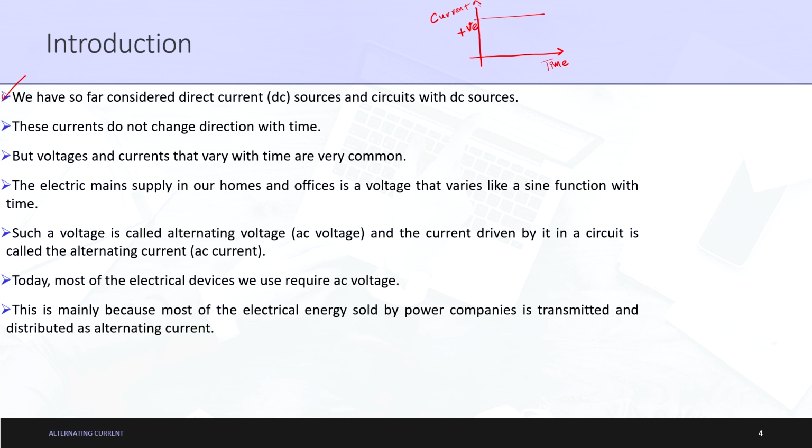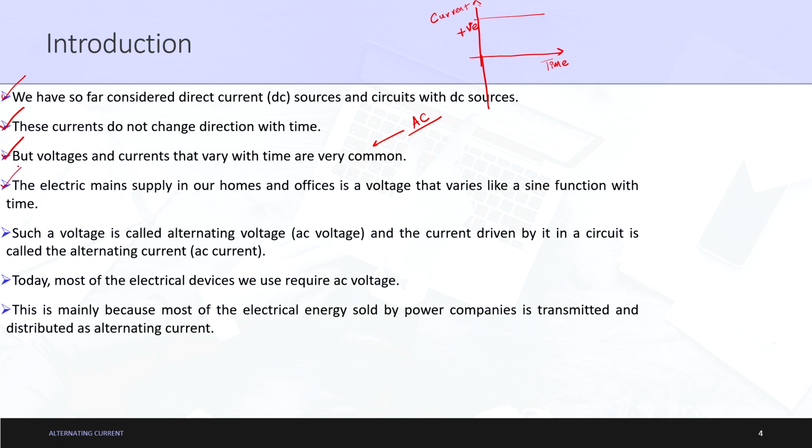Today in this chapter we will start with alternating current. These currents do not change direction with time, quite evident, as you can see there is no change in direction. Direction here means that in some sense it would go down, so this will not happen in this scenario. Next thing is, voltages and currents that vary with time are very common, which are basically your alternating currents. They are abbreviated as AC.